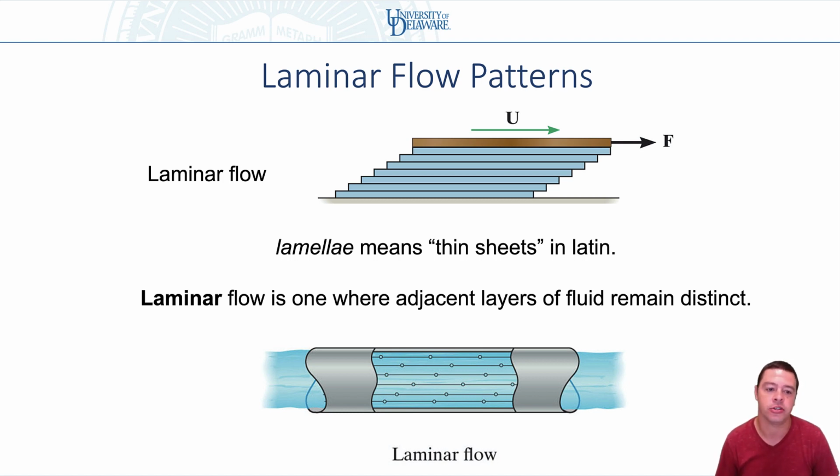So essentially, laminar flow is any flow where one layer of fluid or layers of fluid remain distinct as they flow past one another. So like if I was to create a dye pattern inside, I would actually be able to see sheets or smooth movements of layers past one another.